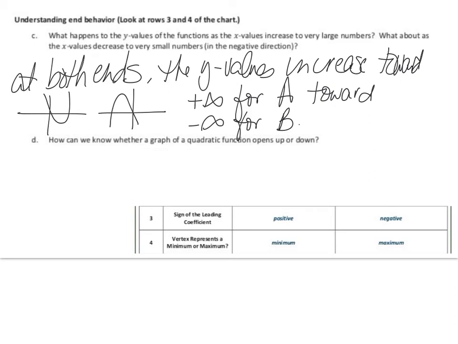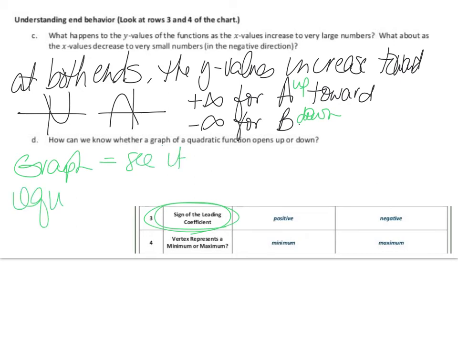Because A opens up and B opens down. How can we know whether a graph of a quadratic function opens up or down? The sign of the leading coefficient is your best bet. If you look at the graph, you can see it. If you look at the equation, it's the sign of the leading coefficient, anything that's in front of the x squared. When it's positive, it opens up. When it's negative, it opens down.